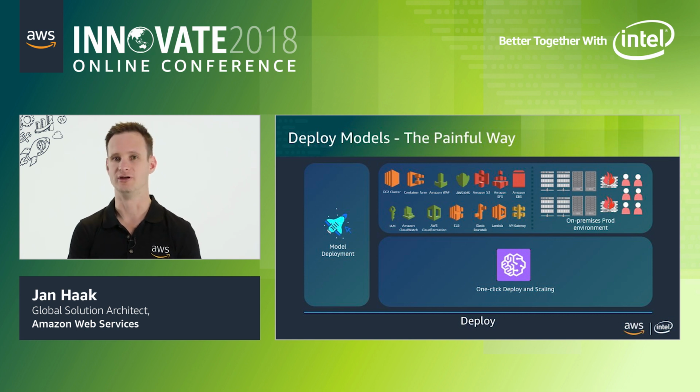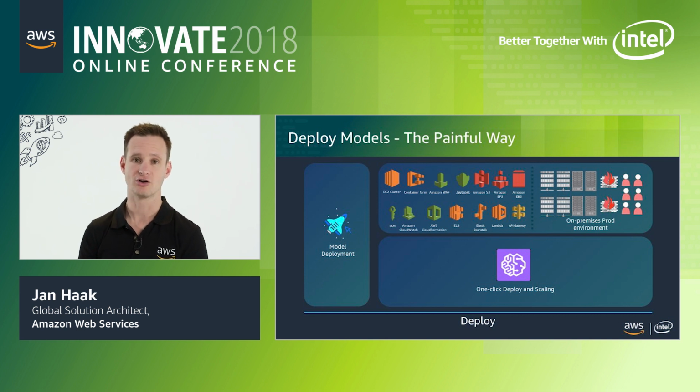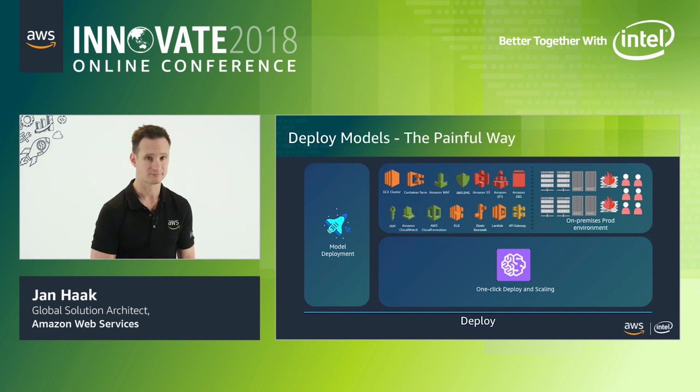SageMaker handles all of the compute infrastructure on your behalf with built-in CloudWatch monitoring and logging to perform health checks and apply security patches and other sorts of routine maintenance, as well as ensuring updates to the supported deep learning frameworks are applied as they become available. So let me show you how.